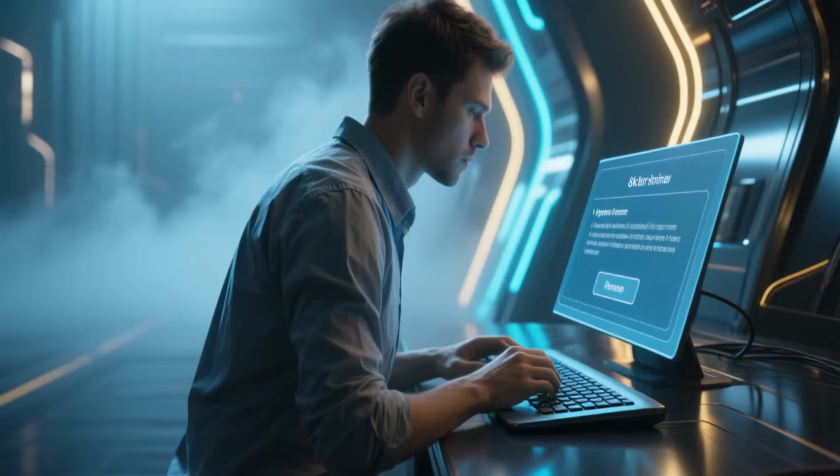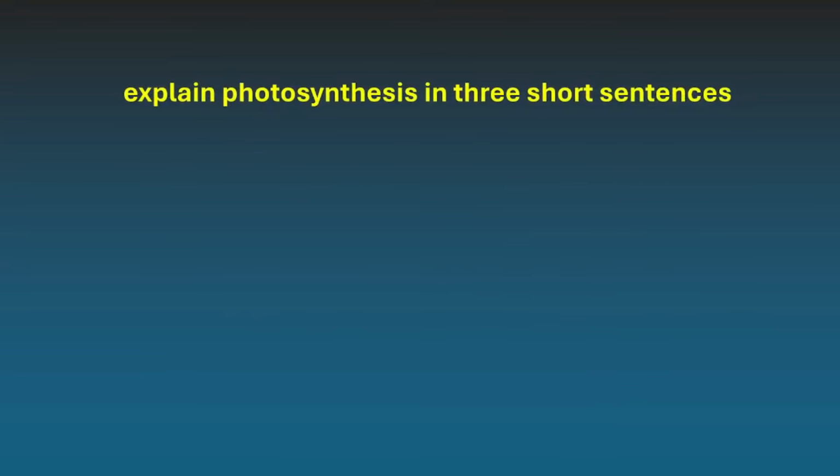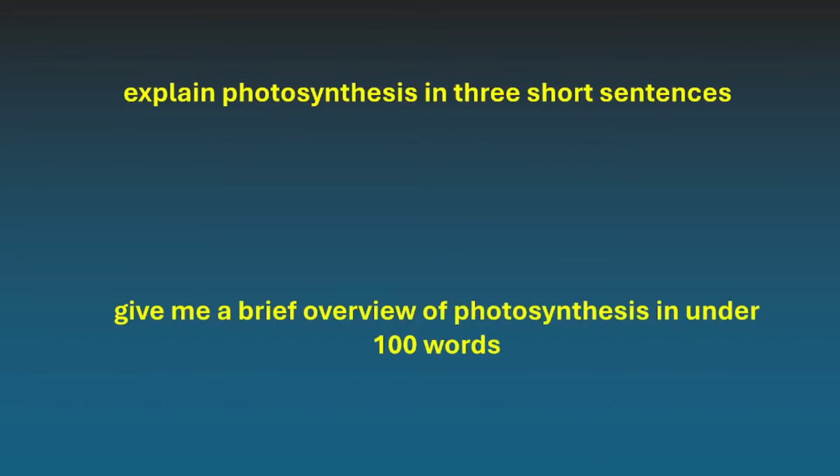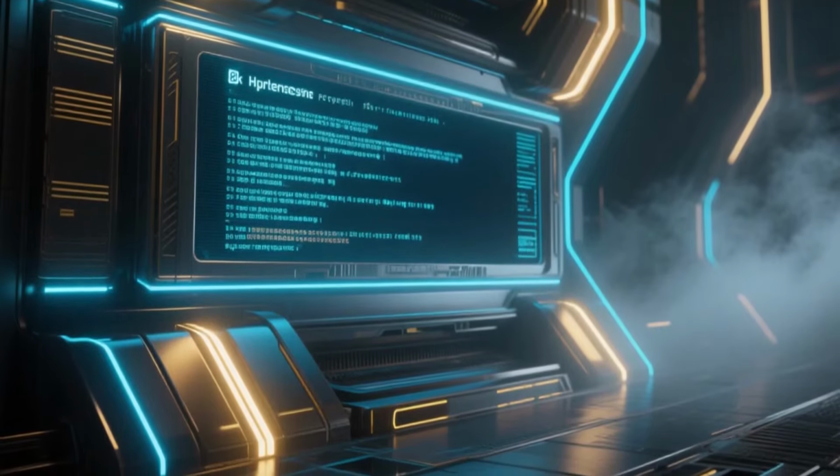If you want a concise answer, you need to ask for that in your prompt by saying something like, explain photosynthesis in 3 short sentences, or give me a brief overview of photosynthesis in under 100 words. That way, the AI will intentionally create a concise response, rather than just getting cut off.